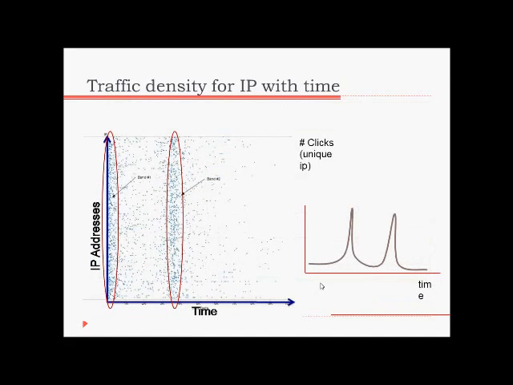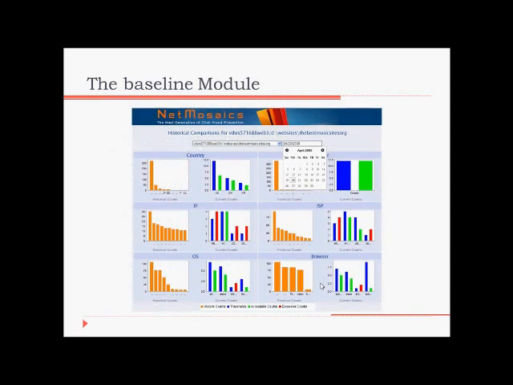If we plot the time versus traffic for the day, we can identify the regions where the traffic density is high. Using the baseline module of the netmosaic system, we can easily identify these regions, which are marked in red.